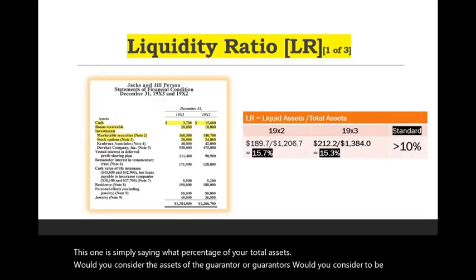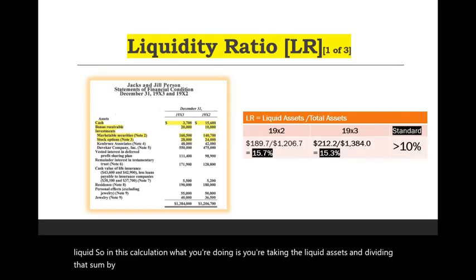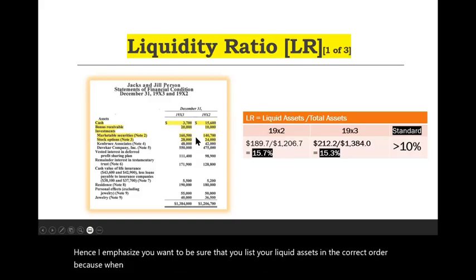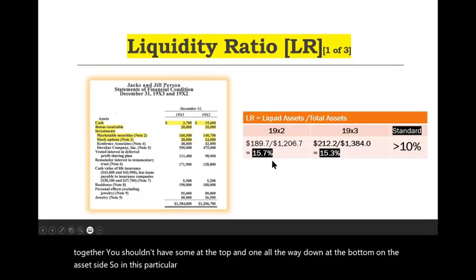So in this calculation, what you're doing is you're taking the liquid assets and dividing that sum by the total assets. Hence, I emphasize you want to be sure that you list your liquid assets in the correct order, because when you're ready to do your calculation, all of your liquid assets should be grouped together. You should have some at the top and one all the way down at the bottom on the asset side. So in this particular case, you can see the calculation of the liquidity ratio.